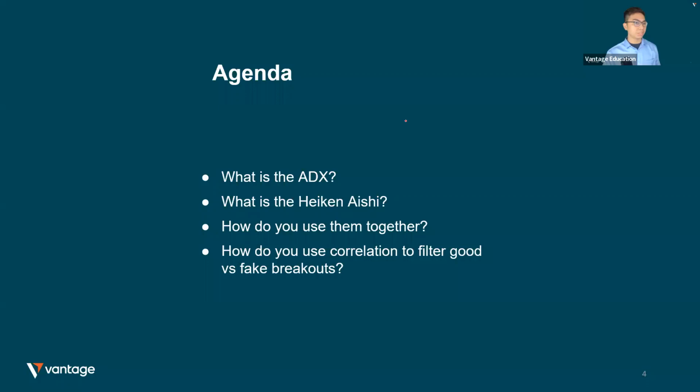Okay, let us begin. So a few topics to cover for today. What is ADX? What is Heiken Ashi? How do we combine them together to find a better confluence, to find better trades? And how do we use correlation to filter good versus false or fake breakouts?